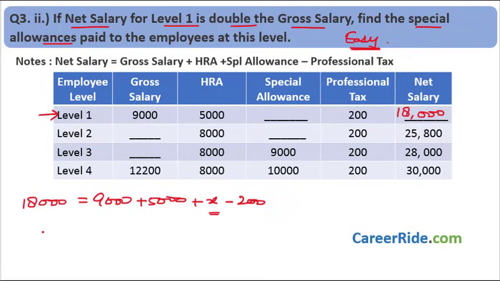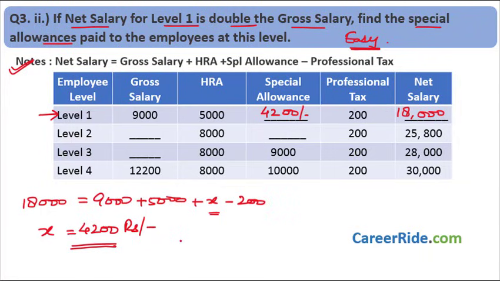Very, very easy. If I solve this, I get X is equal to what? 18,000 minus 14,000, that is 4,000, plus 200, that is 4,200. I don't even have to make the whole calculations. I can just do it orally. Because the only thing is I have to pay attention to the notes that are given to me and the values that are given to me. Otherwise, the computations are not difficult at all. Okay. So the special allowances here are what? They are 4,200 as I have filled in the table now.